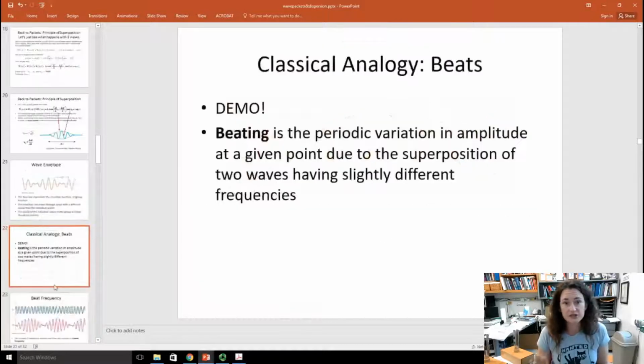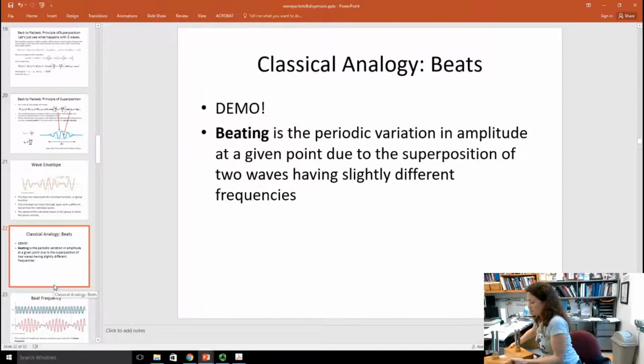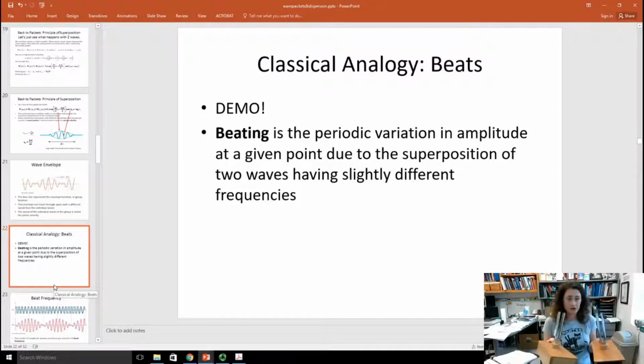Now the classical analogy to all this is the idea of beating. You might use this to tune an instrument, for example, but for today I'm going to do a little demo for you with just some tuning forks here. One of the tuning forks has a little bit of modeling clay stuck onto the side, and that's going to alter the frequency slightly. Other than that, the two tuning forks would have the same frequency. So let me hit them for you, and then you can hear what I'm talking about.